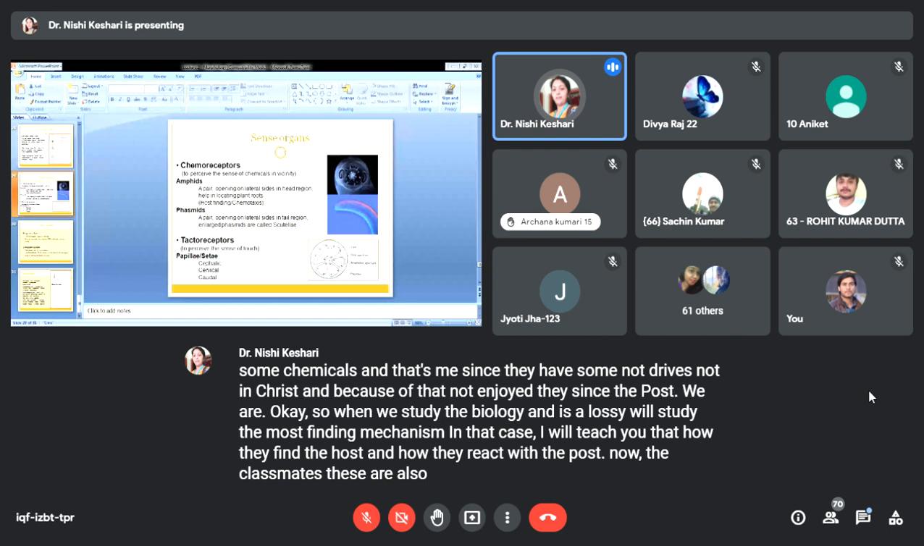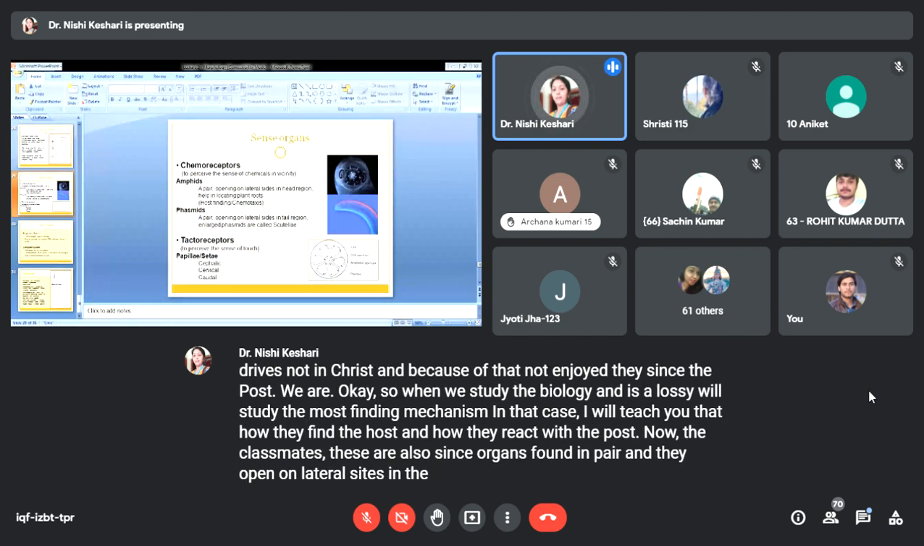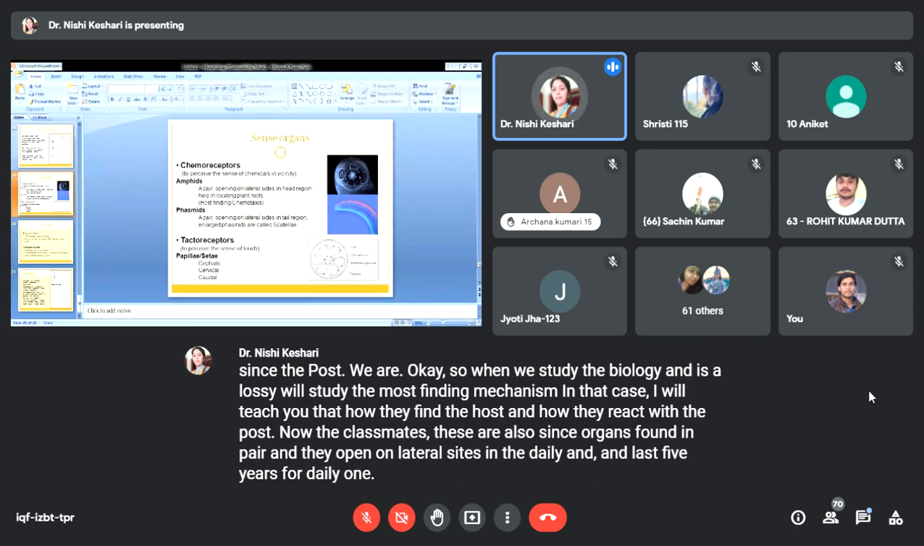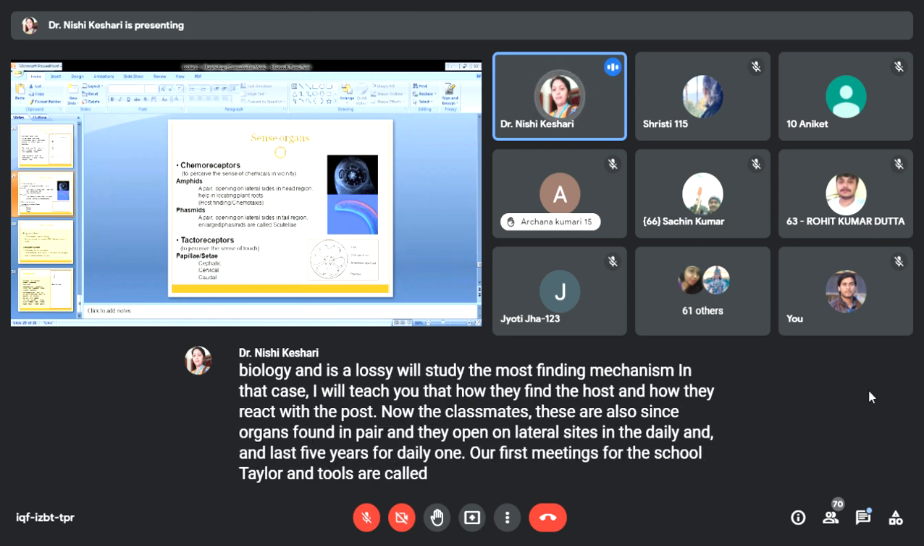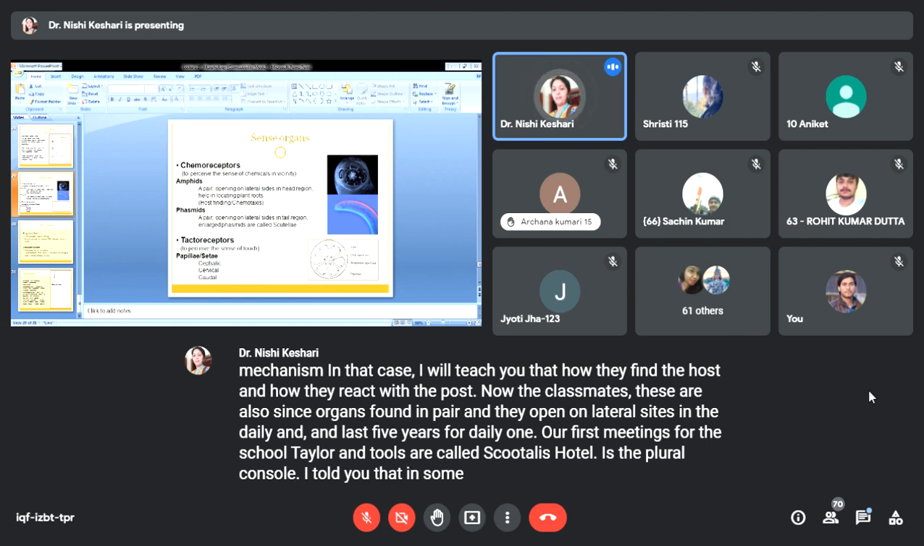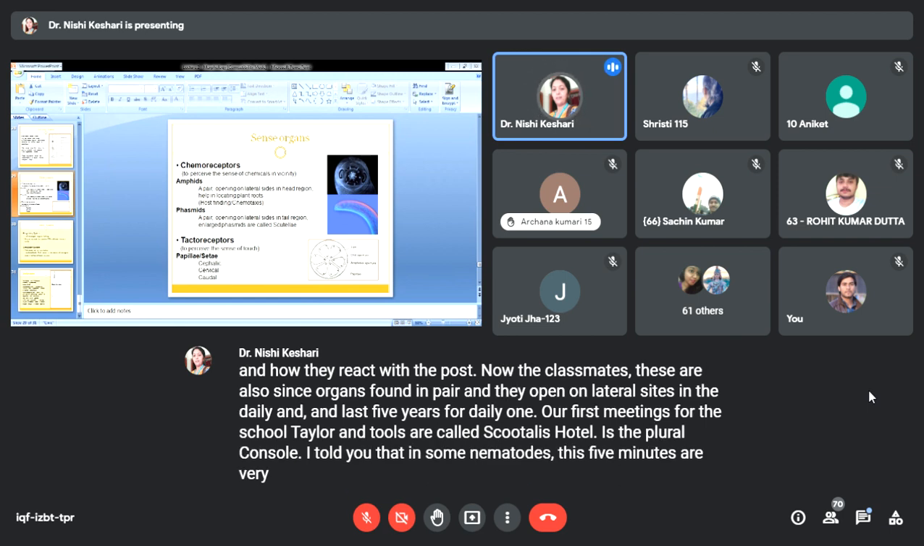Since the organs are found in pairs, they open on lateral sides, and enlarged fragments are called scutella. A fragment is called scutellum and the plural form is scutella. So I told you that in some nematodes, these fragments are very large. You can see them prominently in the microscope, and that is called scutella.